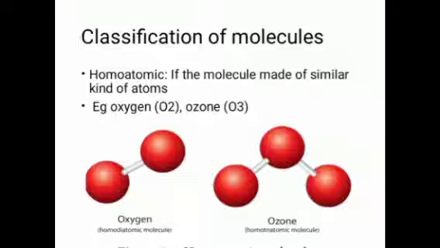Classification of molecules. There are two types of molecules: homoatomic molecule and heteroatomic molecule. Homoatomic means same, that is, this molecule is made up of similar kinds of atoms. Example: oxygen O2 and ozone O3. The presence of two atoms is also named a homodiatomic molecule. Same way, ozone O3 can also be named a homotriatomic molecule.